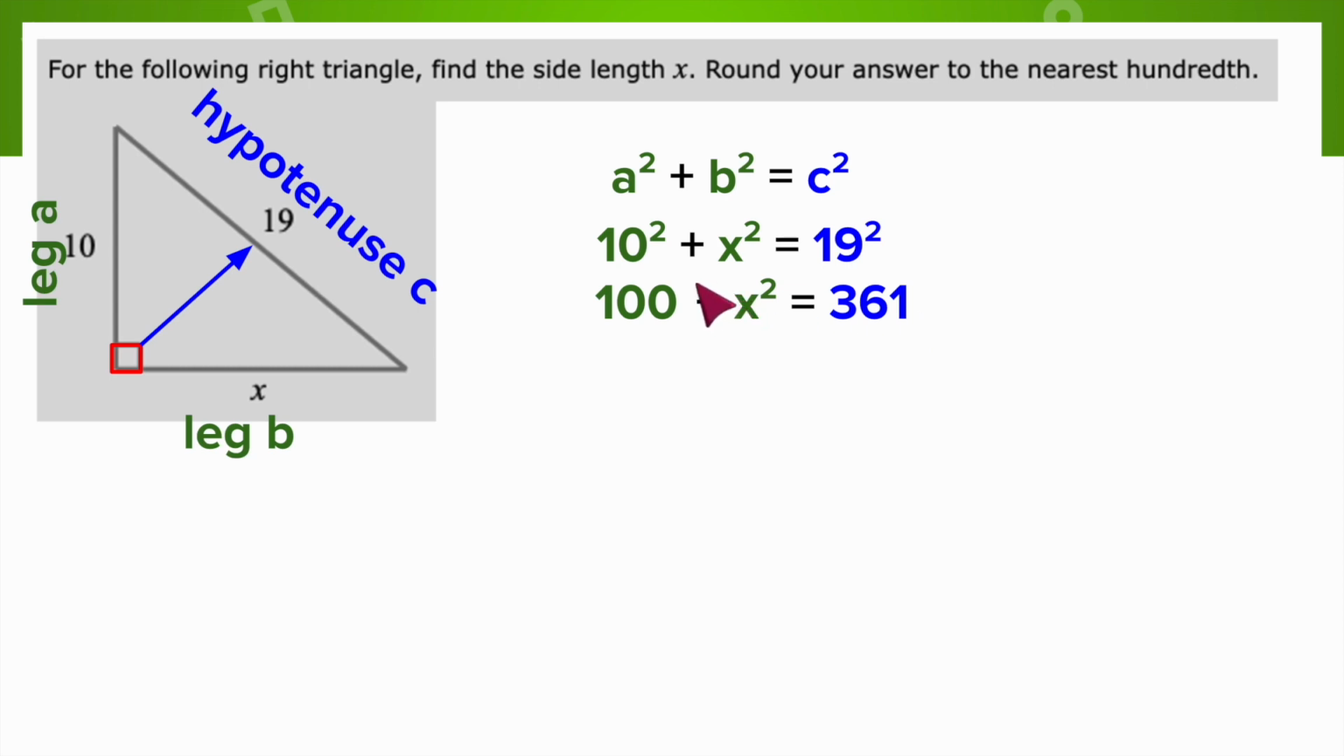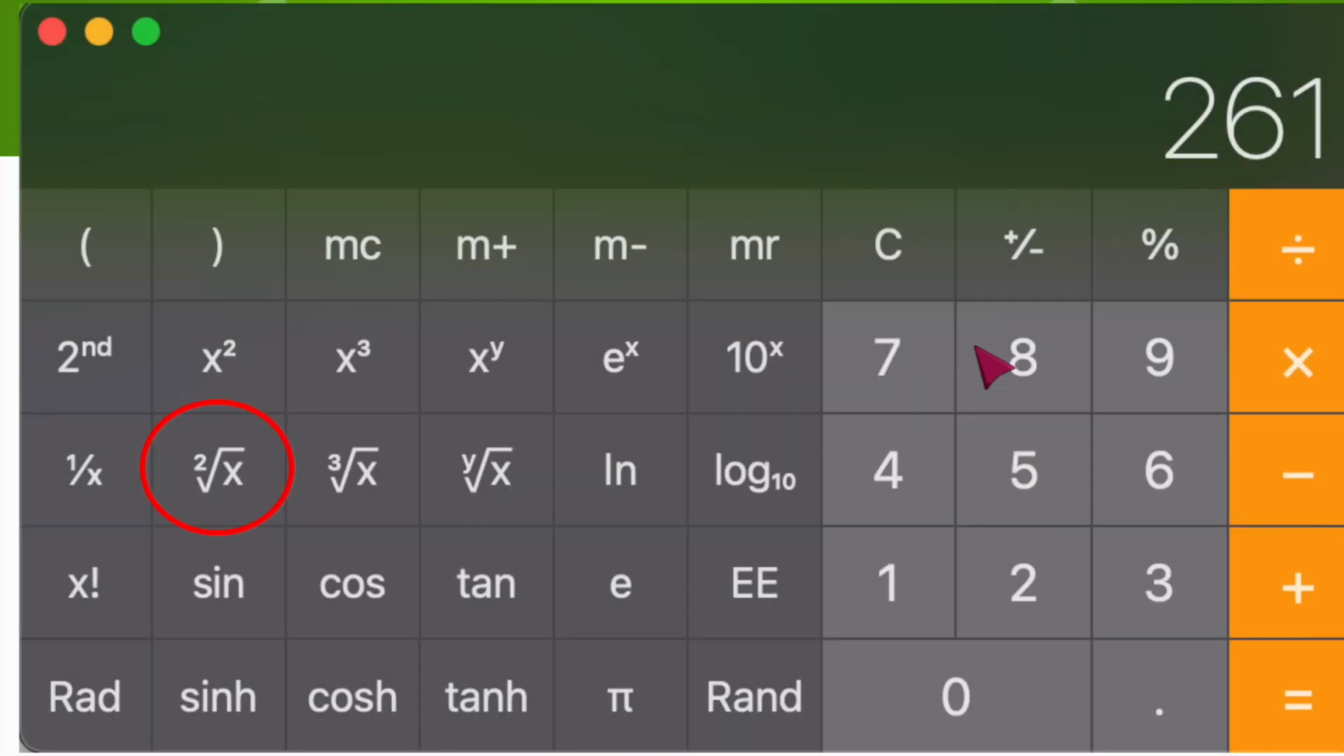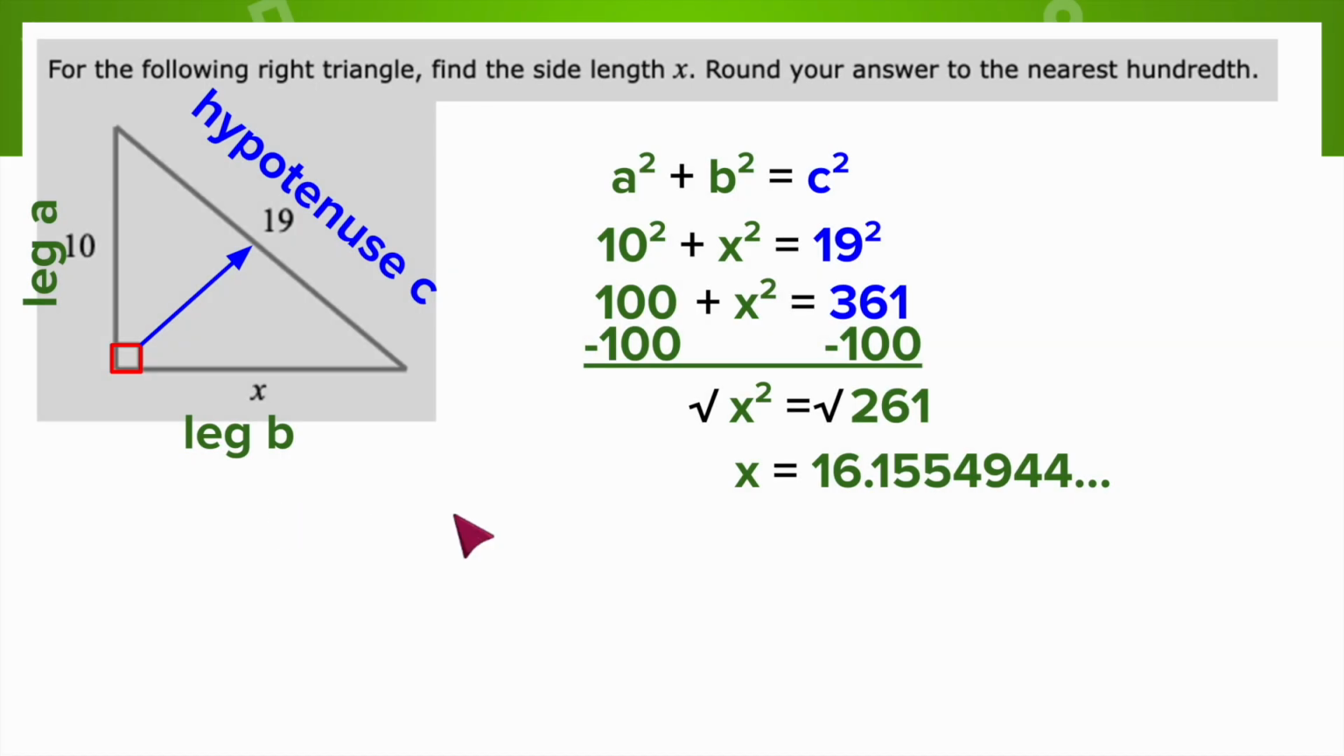So now I need to move this 100 over to the other side so I can get X squared all by itself. So I'm going to subtract 100 from both sides. So I get X squared equals 261. And now I'm at that point where I don't want to know what X squared is. So I'm going to take the square root of both sides. So I go to my calculator, I type in 261, and I click that square root button. Okay, and that'll give me a long decimal.